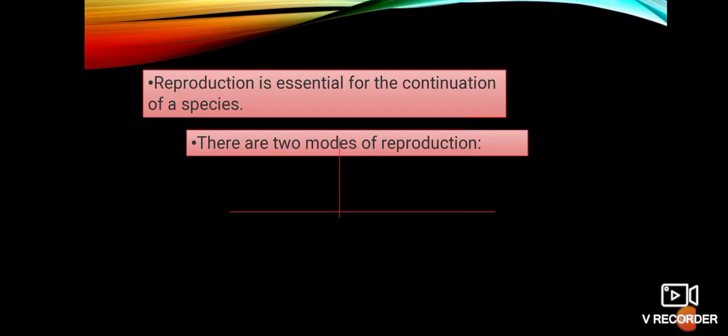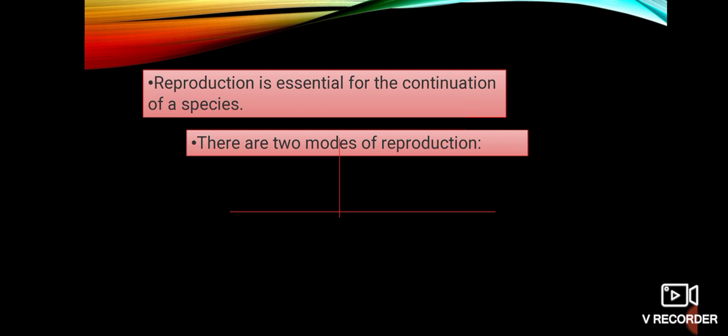We discussed that reproduction is essential for the continuation of a species. As I told you, dear students, if any species stops reproducing, for example if dogs stop producing puppies, then in the future we will not be able to see any dog on the earth. So that is why reproduction is essential, because of the continuation of that particular species.